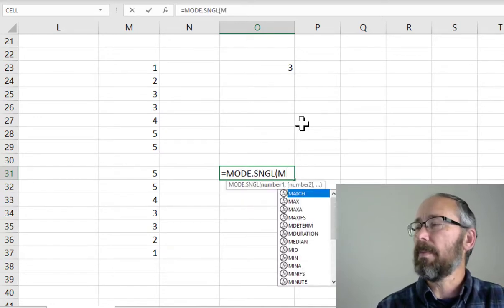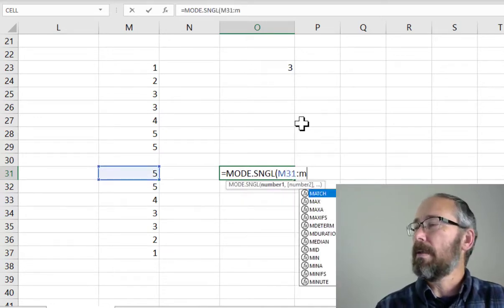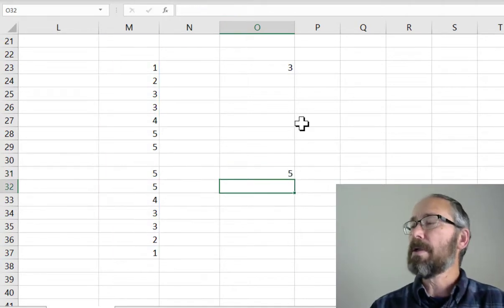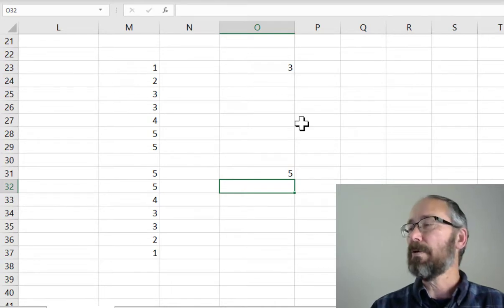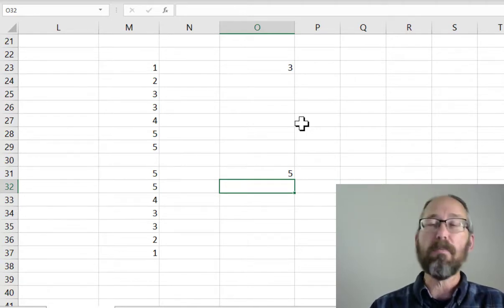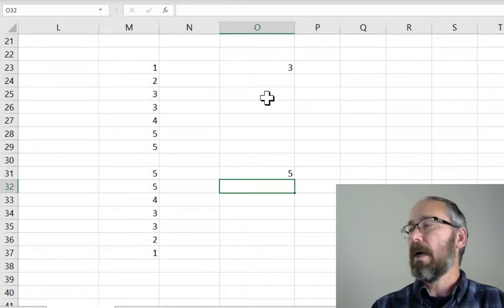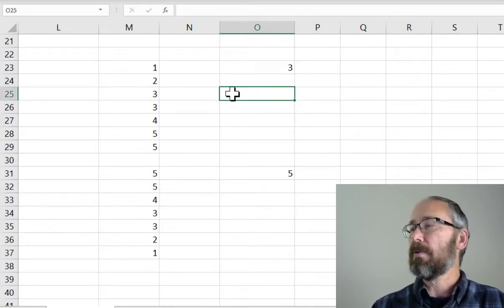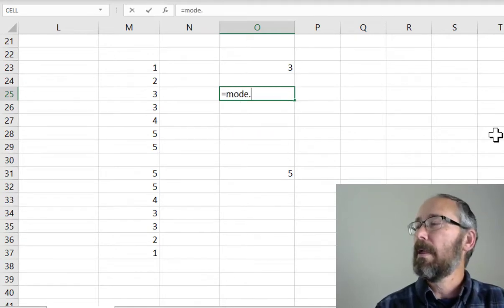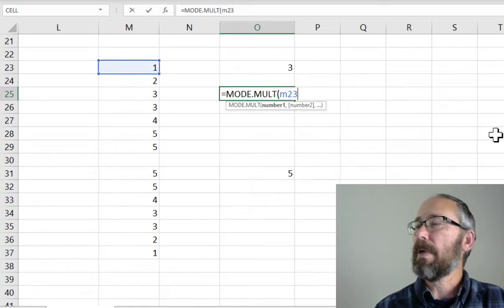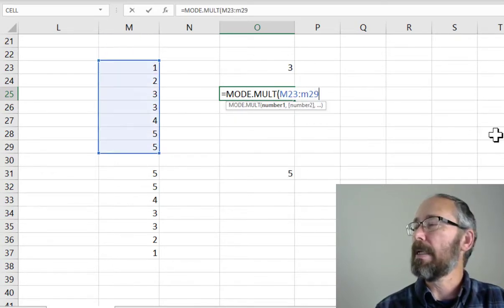And this is M31 to M37. Notice that it selects 5 as the most frequently occurring value, and that's because when you're using that mode dot single, the order matters. Okay, so you have to keep that in mind. Now there's also a mode dot multi for multiple, and so let me just do this here, equals mode dot multiple. Oops, again I missed my tab key, and that was M23 to M29.